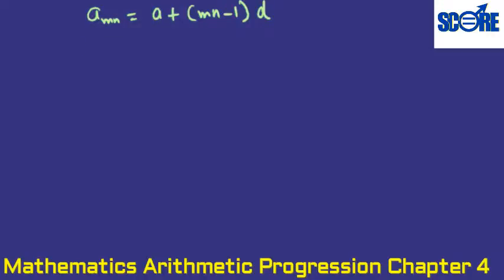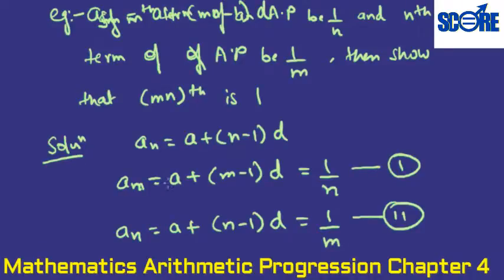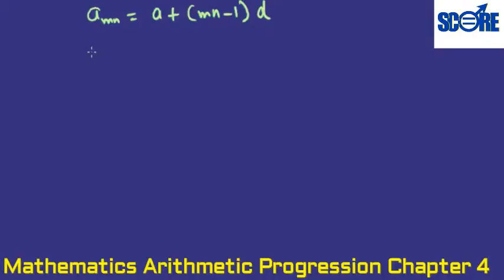So there were two equations that we have already seen. The first equation is a plus m minus 1 d is equal to 1 by n, and a plus n minus 1 d is equal to 1 by m. So now we will subtract these two equations. So subtract the second from the first. You can also subtract the first equation from the second; in any case you get the same result. So we are subtracting the second equation from the first. So what we will get is, the first equation was a plus m minus 1 d is equal to 1 by n.